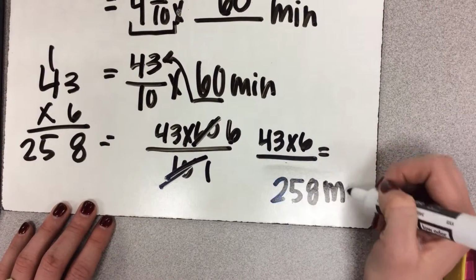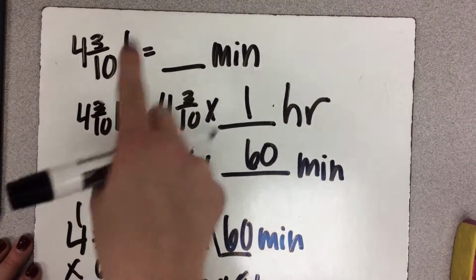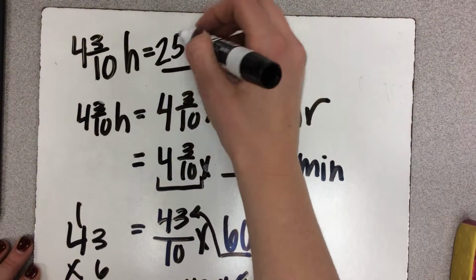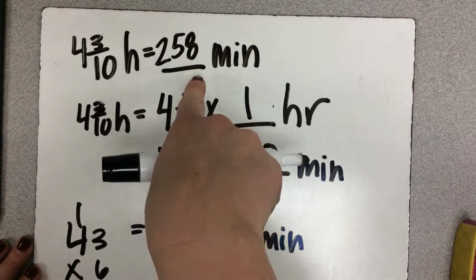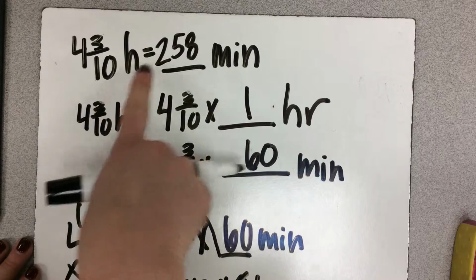258 minutes. So 4 3/10 of an hour is equal to 258 minutes. And it's bigger because lots of minutes have to fit into 1 hour, so we had to multiply.